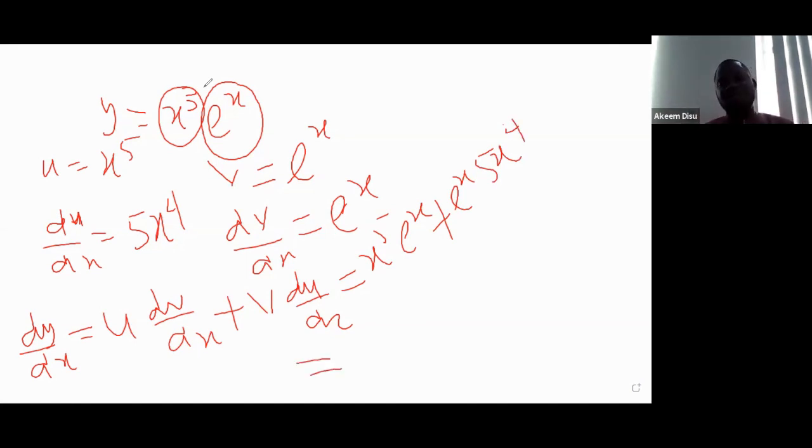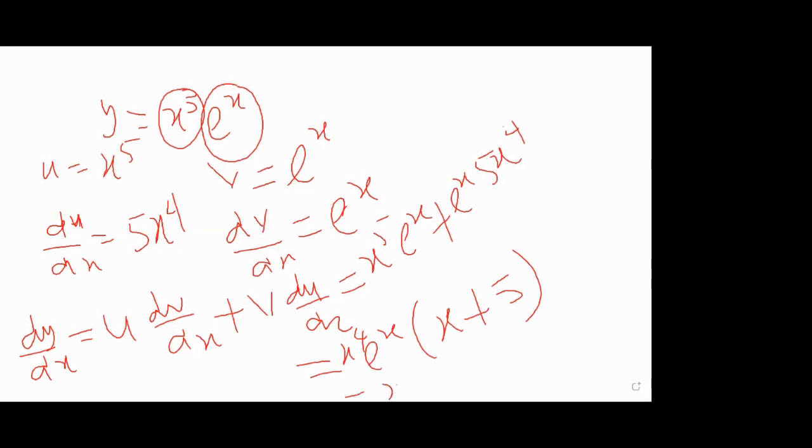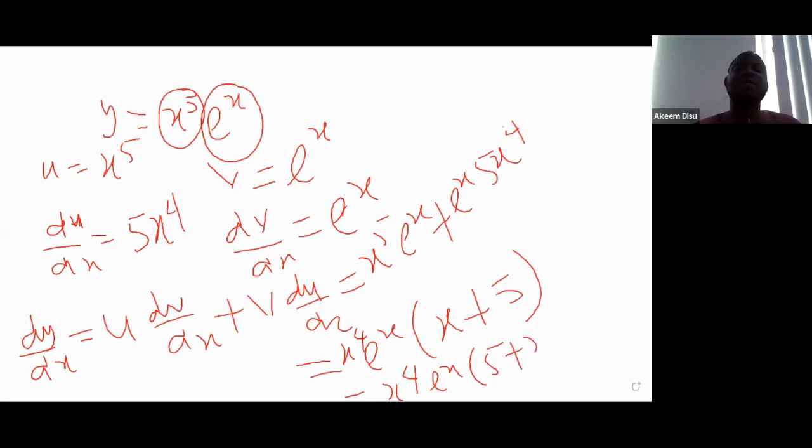If you now have this, the exponential is common. You factor it out. S raised to the power 4 is also common. Then we are going to have x plus 5 here. That is, our answer will be s raised to the power 4 times (5 plus x). Is that taken? That's the solution.